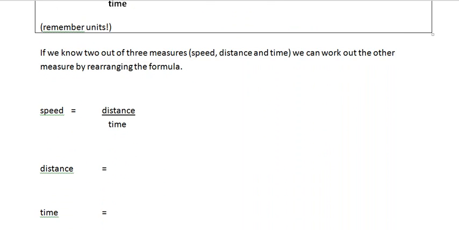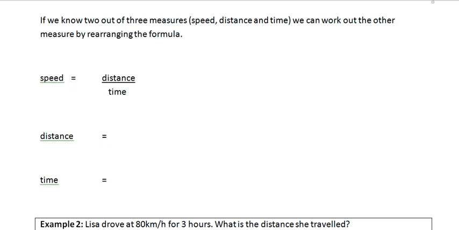If we know 2 out of the 3 different measures, so if we know speed and distance and don't know time, or if we know speed and time and don't know distance, we can always work out the other one, and that involves rearranging the formula. So if we know that speed is distance divided by time, you can rearrange that formula to work out what distance is and what time is. This is the long way. I'll show you a shortcut in the next section.